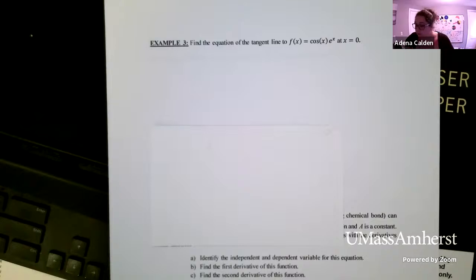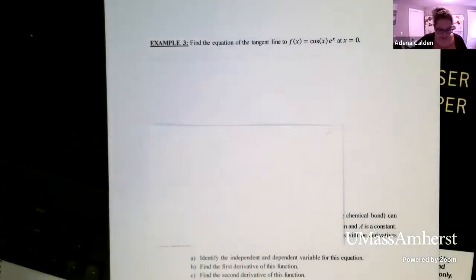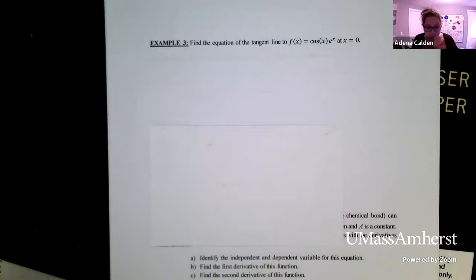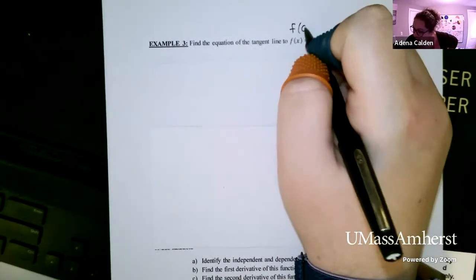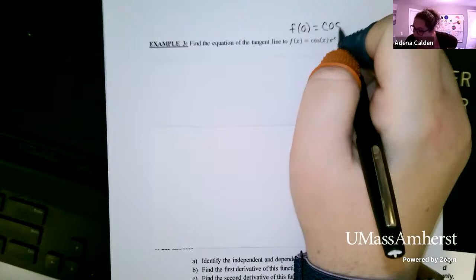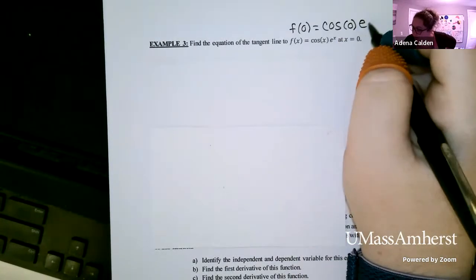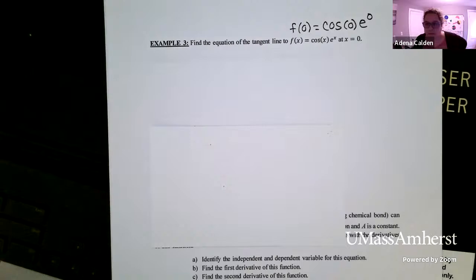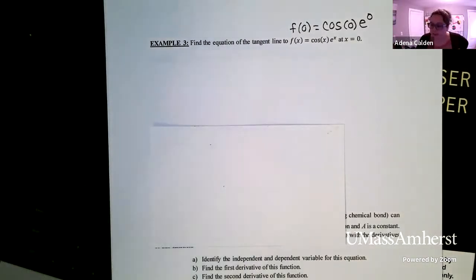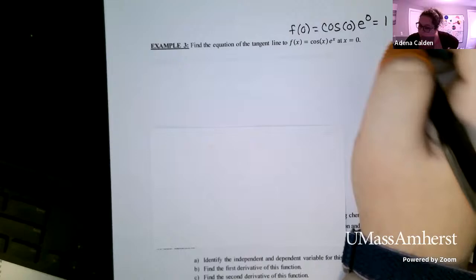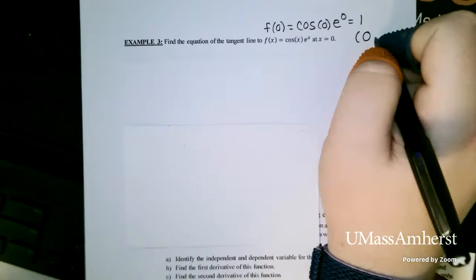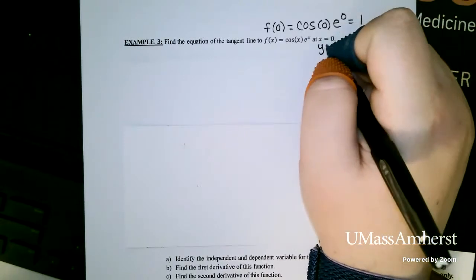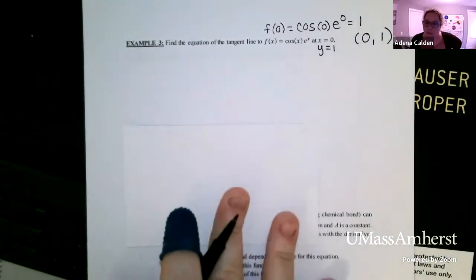Okay. So again, we're looking for a final answer in the form y equals mx plus b. And so we need a point and we need a slope. So the first thing I'm going to do is plug my x value into the original function to get the corresponding y value. So I have cosine of 0, which is 1, times e to the 0, which is also 1. So that's going to give me 1, okay? Which means that my point is (0, 1). When x equals 0, y equals 1.